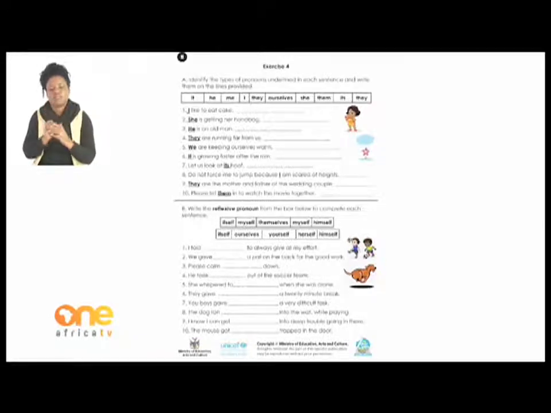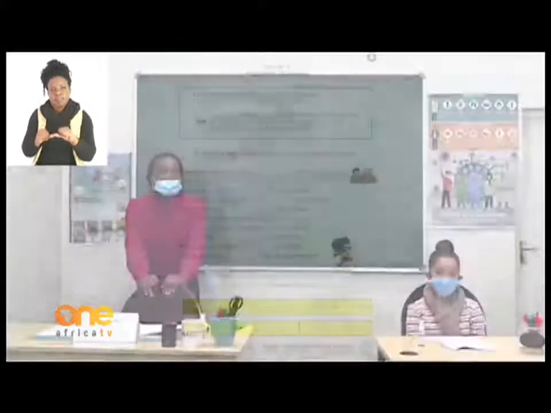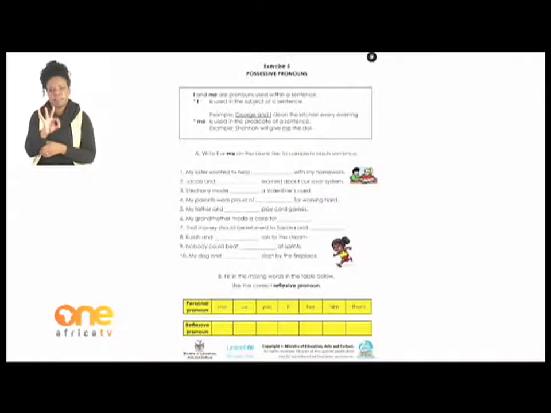Let us move on to page 9. On page 9, there is exercise 5. Exercise 5 falls under possessive pronouns. Now, there is an example that is given to you in the box. The example is: I and me are pronouns used within a sentence.